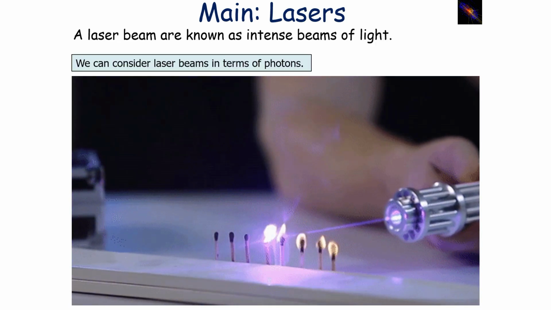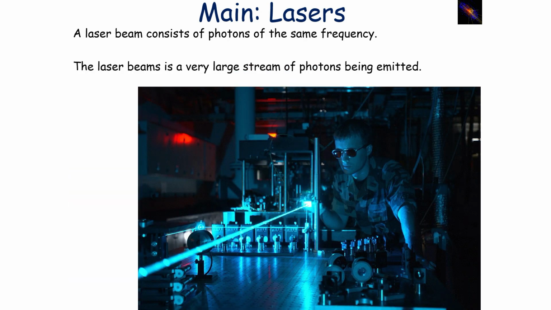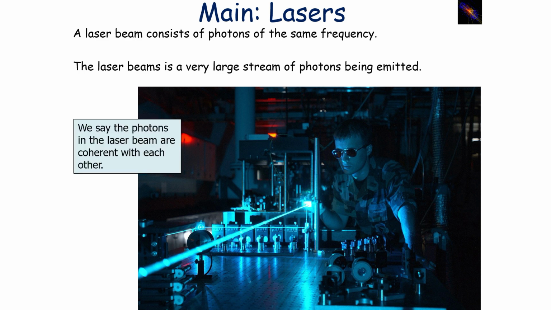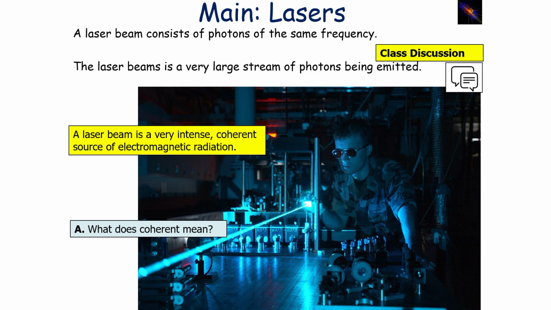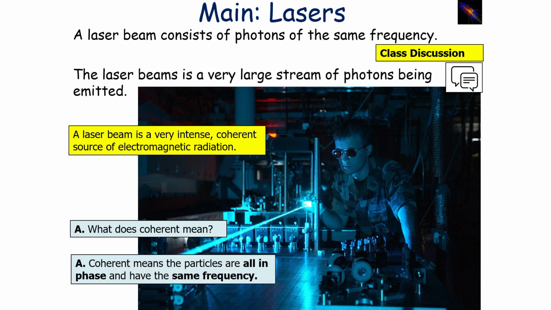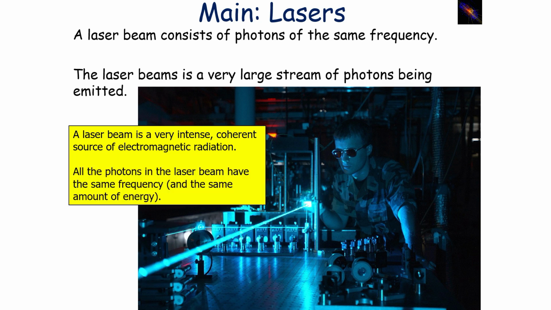Now, a laser beam is an intense beam of light, but we can also consider laser beams in terms of photons. So a laser beam consists of photons of the same energy. Laser beams are very large streams of photons being emitted, and we say that the photons in the laser beams are coherent with each other. So our laser beam is a very intense, coherent source of electromagnetic radiation. But coherent means that the particles are all in the same phase and have the same frequency.